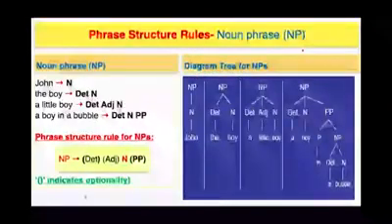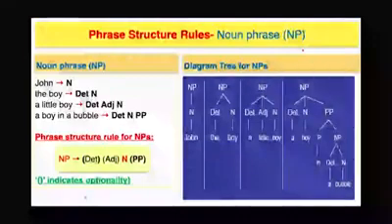considered optional. Now, if you look at the diagram tree for NPs, you have an NP that breaks down into a noun, which is John. We also have an NP that breaks down into a determiner, the, and a noun, boy. The third one, an NP, consists of a determiner, in between we have an adjective, which is little, and a noun, which is boy.